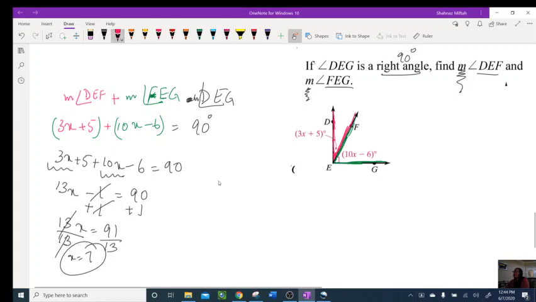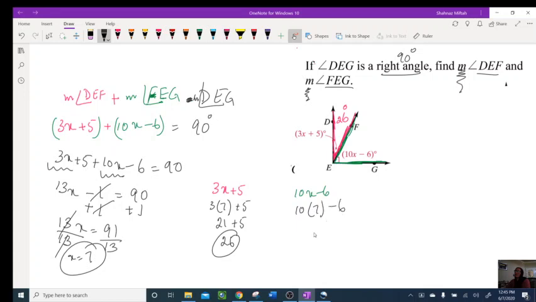So let's use our colors. 3x plus 5. And I'm going to plug in that 7 there. 3 times 7 plus 5. 21 plus 5 will give me 26. So this angle is 26 degrees. Okay, got it? Now what about this one? That one is 10x minus 6. So I'm going to plug in 7 there. 10 times 7 minus 6. 70 minus 6 will give me 64. So that angle is 64 degrees.